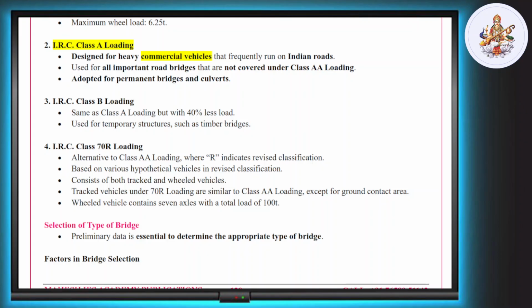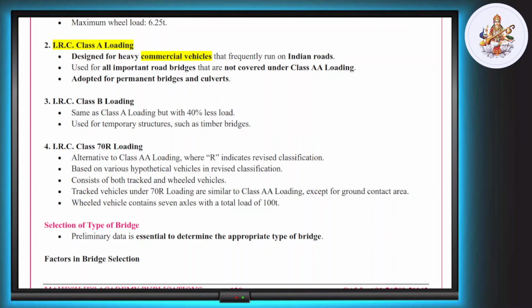IRC Class 70R loading. This is an alternative to Class AA loading. The letter R stands for revised. Considered where very heavy loading is expected. Vehicles are hypothetical, not real world, but theoretical for safe design.